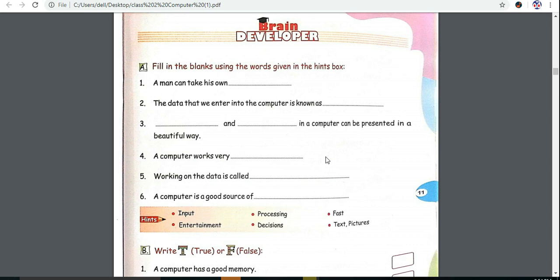Fifth one: working of the data is called dash. When the CPU is working on any data, what is it called? Yes, it is called processing. When CPU works on any data, it is called processing. Next, a computer is a good source of dash. It's common sense; only entertainment is left, so this will be the answer.